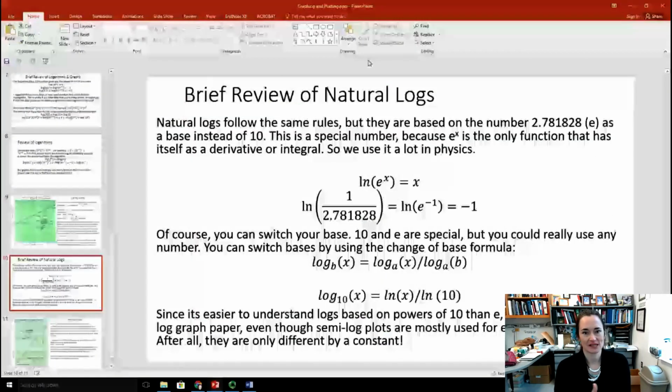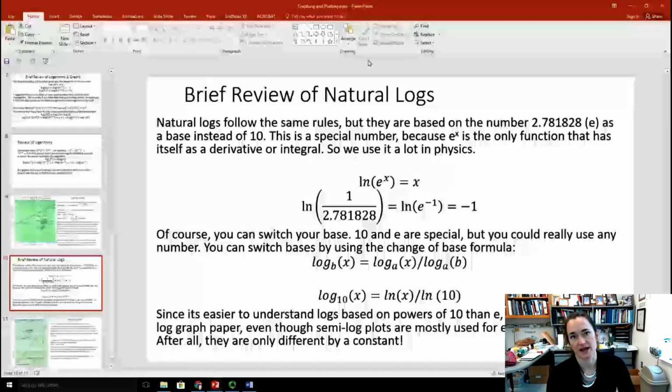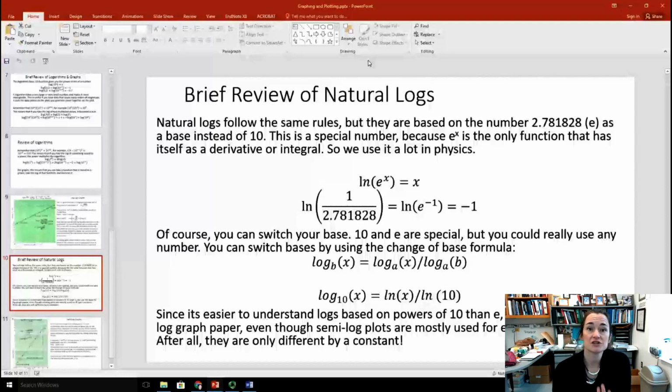Okay, let's talk about natural logs really quickly. Natural logs follow the same rules, but instead of being based on the power of 10, they're based on 2.781828, which is e, as a base instead of 10. This is a special number because it's the only function that you can take the derivative of and get the same thing back. If you take the derivative of e to the x, you get e to the x back. So it gets used a lot in physics because it's special in that way.